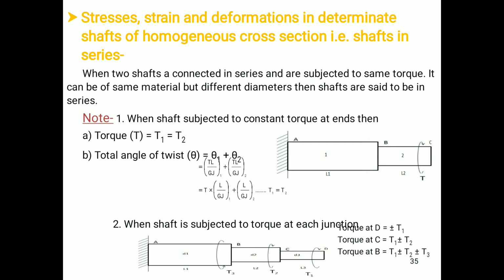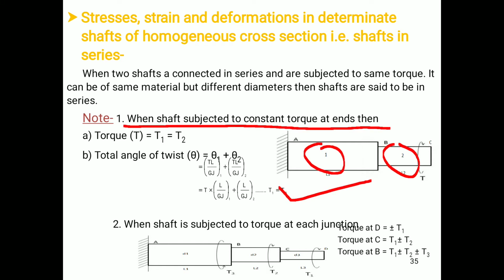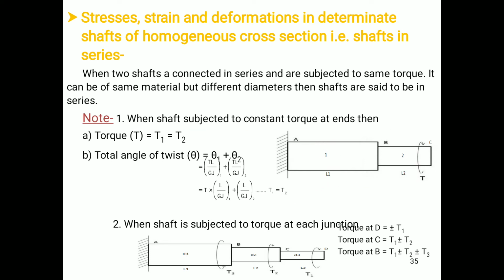So in this particular case, we will consider two concepts. The first one is when the shaft is subjected to constant torque at its free end. So this is the figure in which two shafts are connected one by one. This is shaft 1, this is shaft 2. Shaft 1 is AB and shaft 2 is BC. So this particular figure is subjected to torque T at its free end, and that torque is acting in clockwise direction. So what should be the effect of that particular torque?